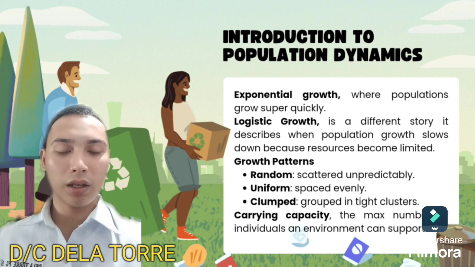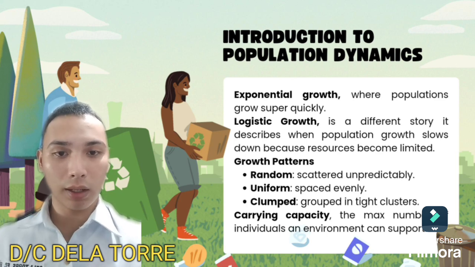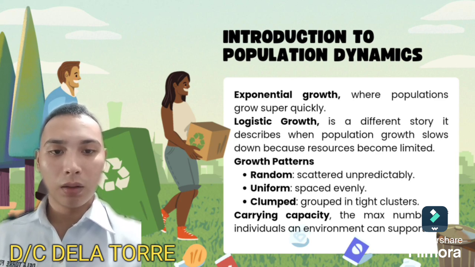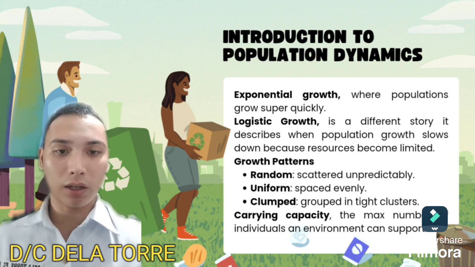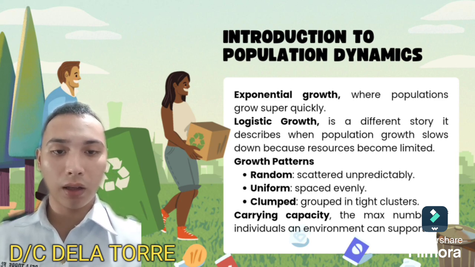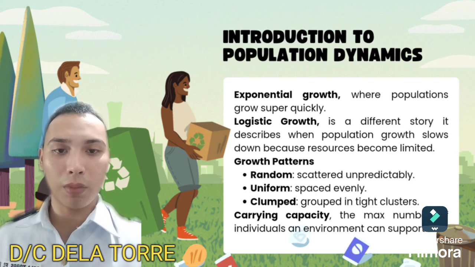A key concept here is exponential growth, where populations grow super quickly. It's like interest on a savings account. It starts slow but picks up speed over time if conditions are right. Logistic growth is different from exponential growth. It describes when population growth slows down because resources become limited. It's a leveling-off curve where the population reaches a balance in its environment.